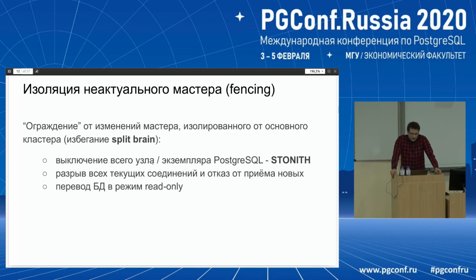So what is fencing actually? Fencing is building a wall for an isolated master, so that it doesn't receive any changes and doesn't affect anything in any way. In a classical interpretation, it's turning off the whole node. That is called STONITH, which is literally a headshot to a node. We can also break the connection to an isolated master, or we can switch it to read-only mode, which is the simplest option.